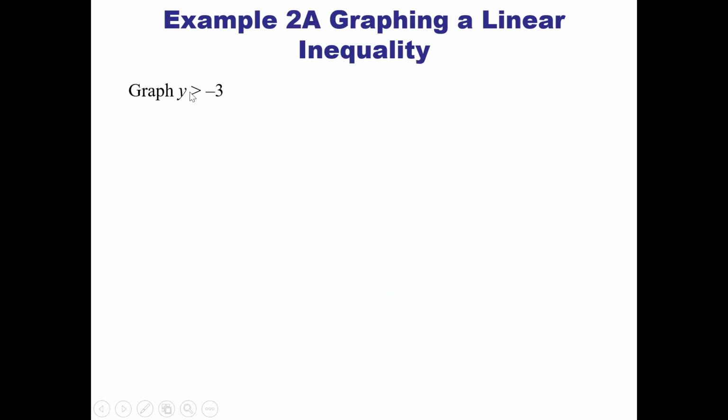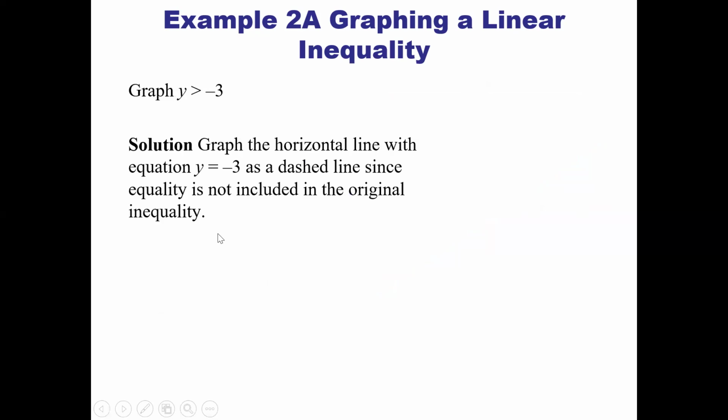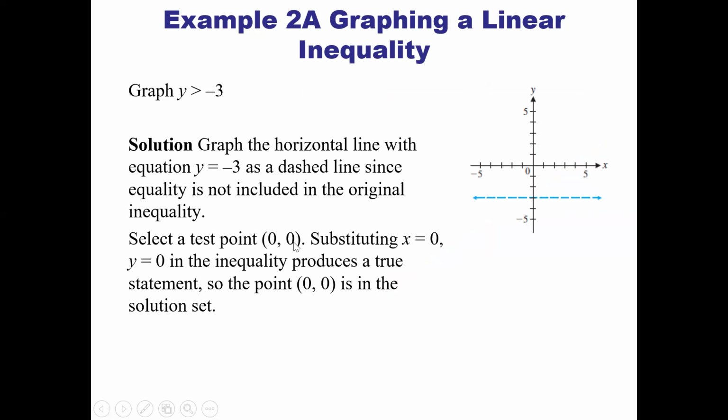What about if we wanted to graph y is greater than negative 3? Well, we're going to graph y is equal to negative 3, but it's going to be a dashed line, okay? Because again, we don't have that equals to, so that's going to be where it is. Now, we're going to choose the test point 0, 0, and we substitute that in and see what we get.